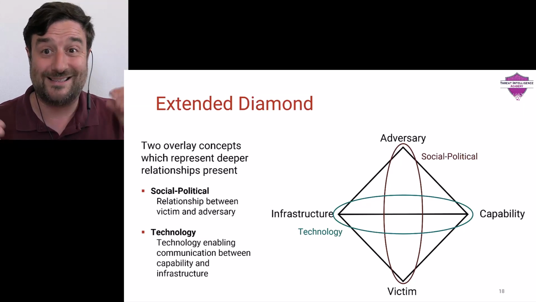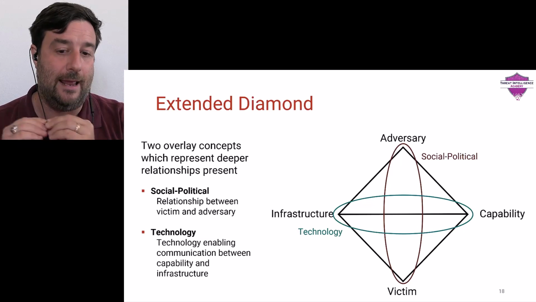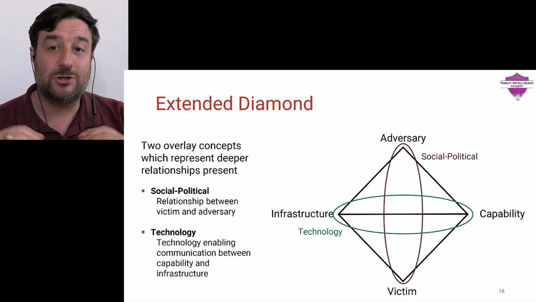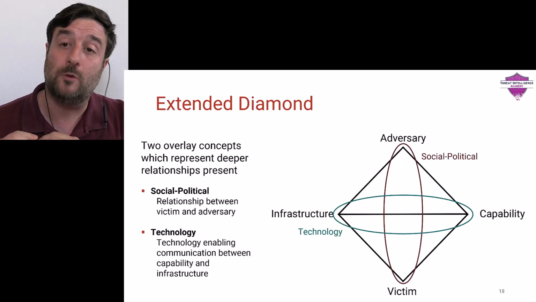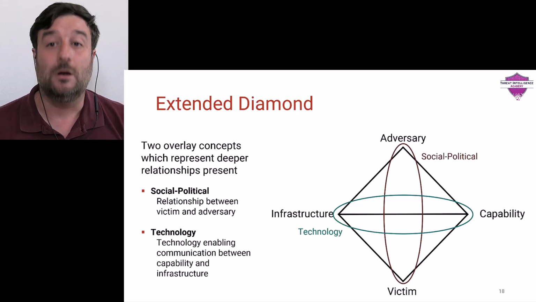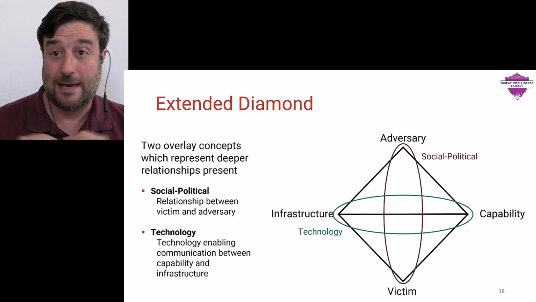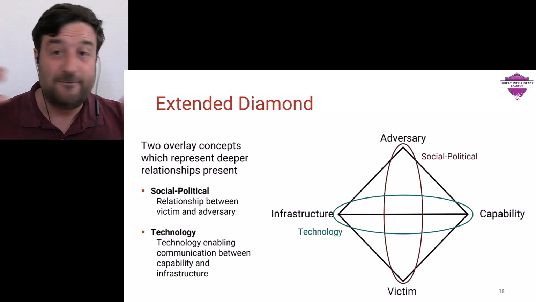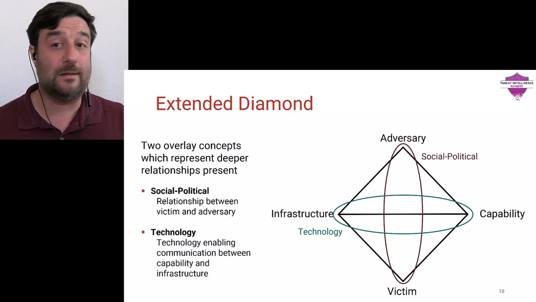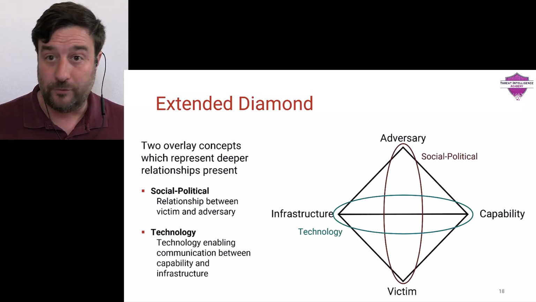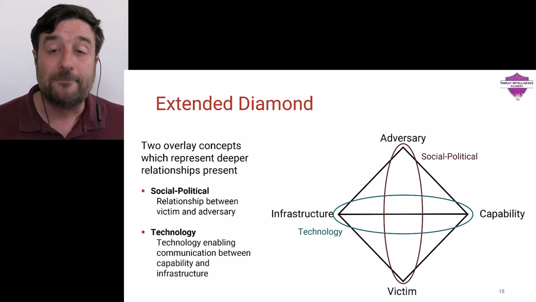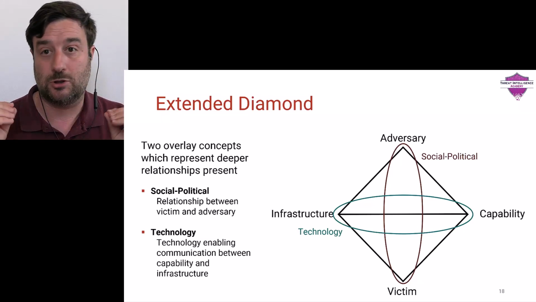So there is always some relationship between victims and adversaries. We already know this from the fundamentals of crime. So now the question is, what type of relationship is it? Those are the questions we want to ask with the social-political feature. Next is the technology feature. There is a technology relationship between the infrastructure and capability. It could be very simple, like HTTP, or it can be something very complex, like something that requires some sort of multimodal or interpretive features to make things work. But fundamentally, there has to be some sort of relationship between infrastructure and capability.